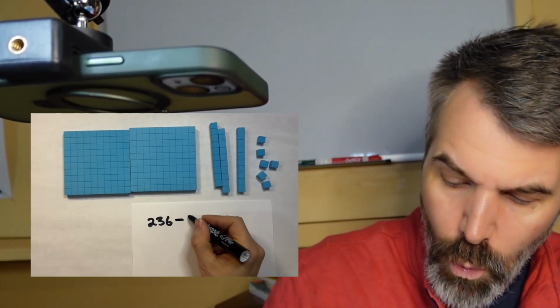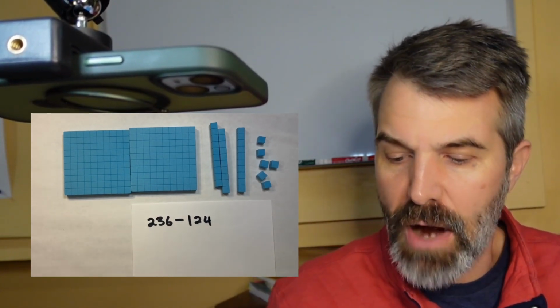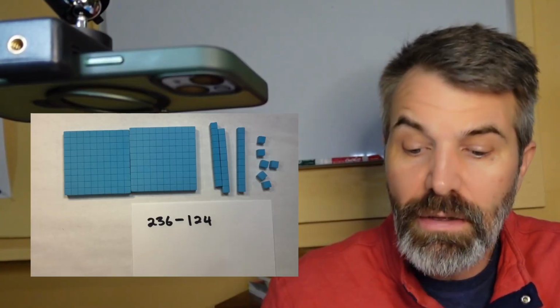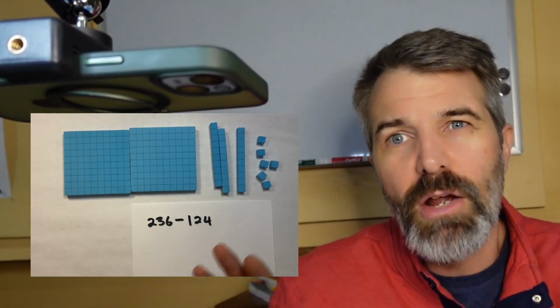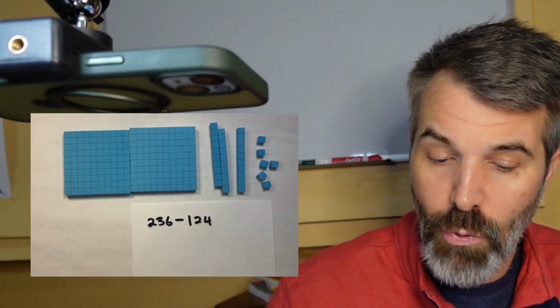Minus 124. Let's think about that. 236 minus 124. Now the nice part about using base 10 blocks is I can quite literally see 236. And when I'm saying minus, I can think about take away or remove. So in this particular case, I can say, okay, we're going to take away 124.